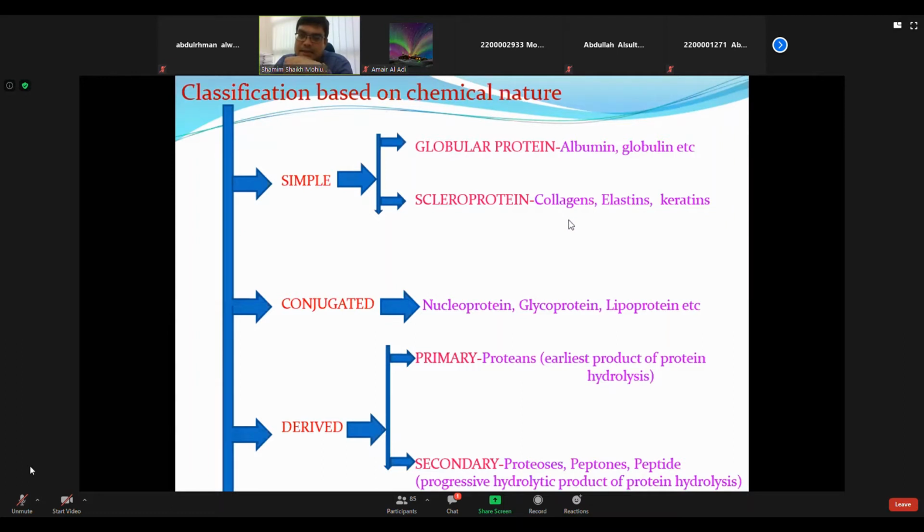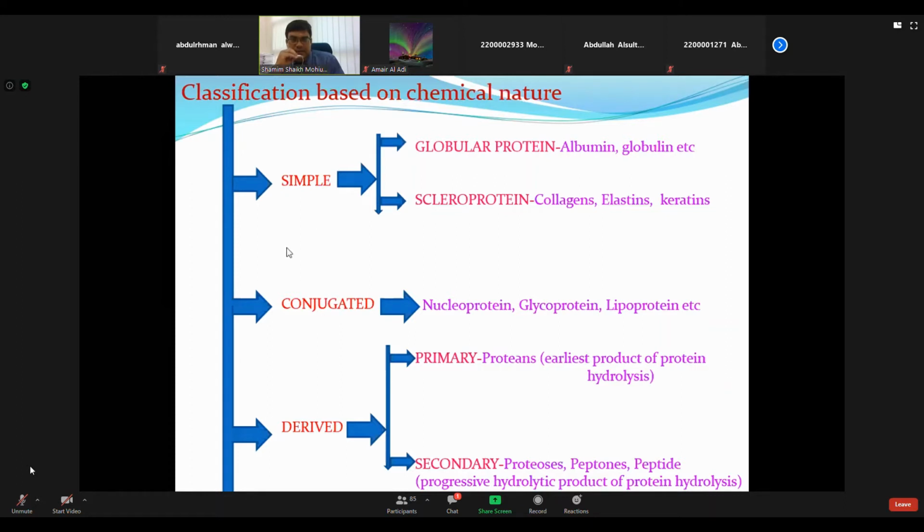Collagens are mainly present in tendon. You know the tendon, where the muscle joins with the bones. That particular part is tapering, it is narrowing, and that is called tendon. So the collagens are mainly present in the tendon. Elastin, it is mainly present in the nail, in the hair. Keratin also is present in the nails and the hairs. So it is called a scleroprotein.